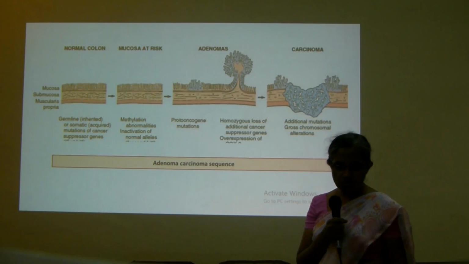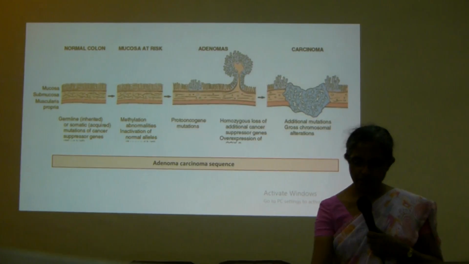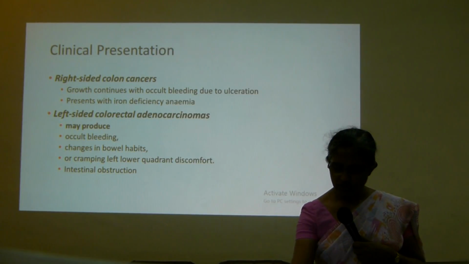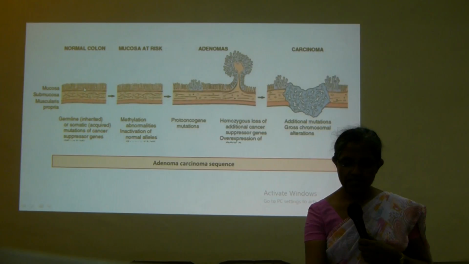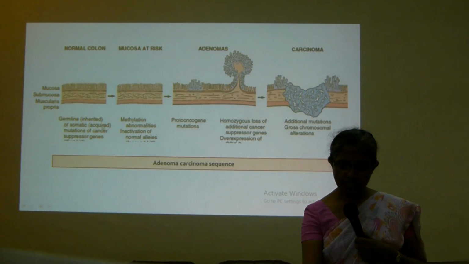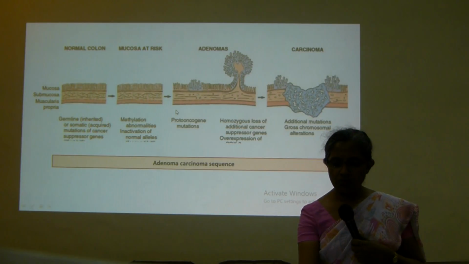So this shows how normal epithelium becomes a carcinoma. The very first one is the normal epithelium. Due to methylation abnormalities, it becomes a mucosa at risk, and due to proto-oncogene mutations, there can be altered mucosa with dysplasia, which grows and becomes an adenocarcinoma.